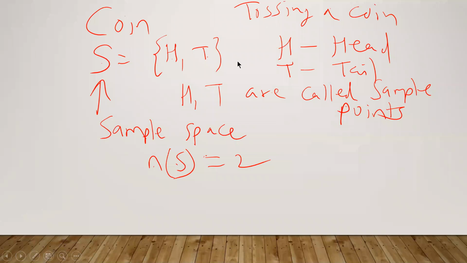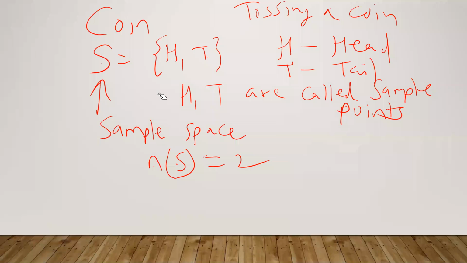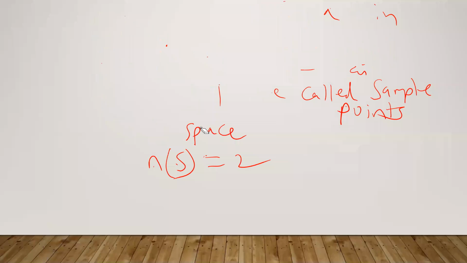So we have seen for an experiment of tossing a coin, the sample space will be H and T. Now let us take the second experiment. What is the second experiment? Second experiment is rolling a dice. Suppose you roll a dice.